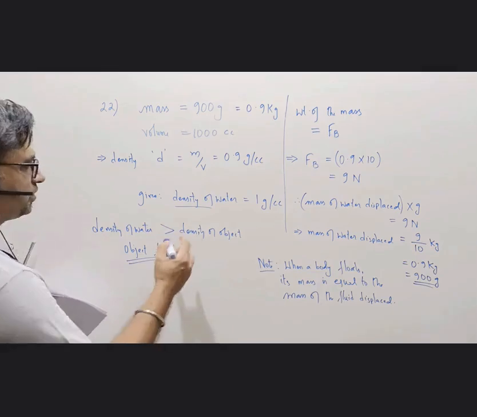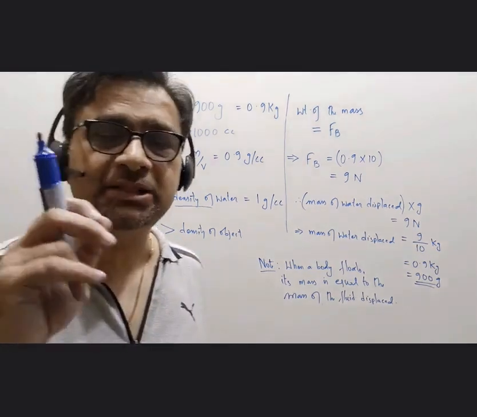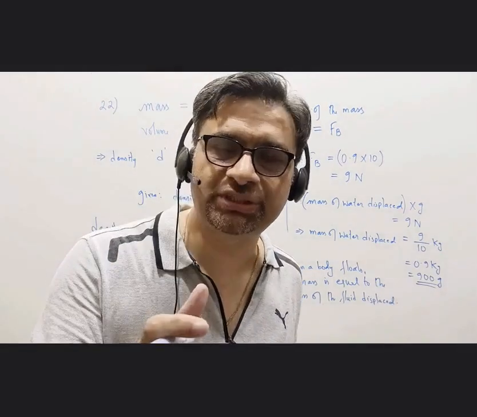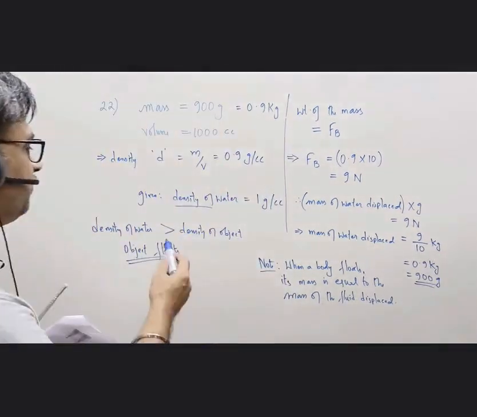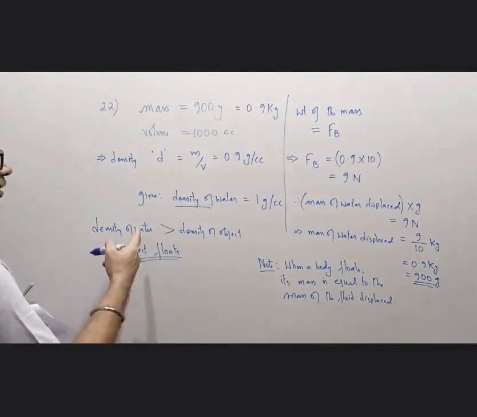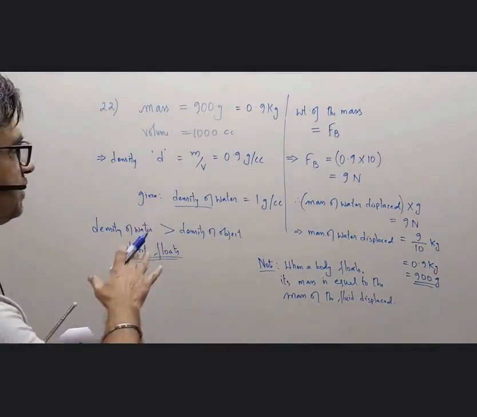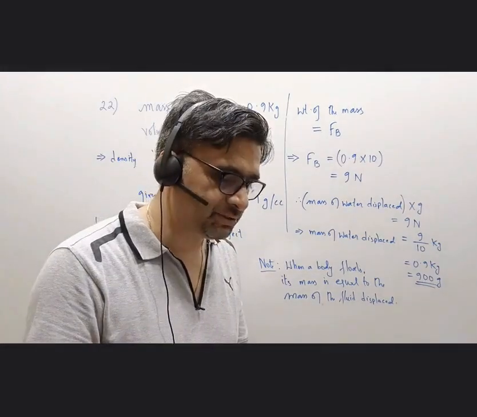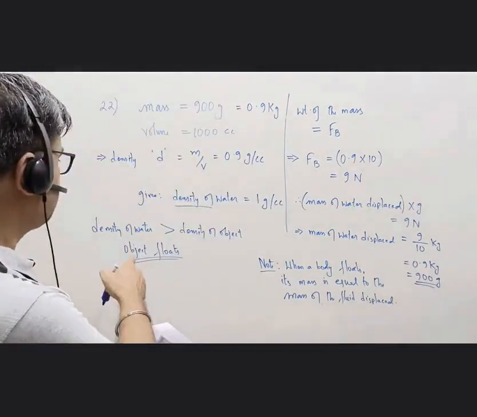The object floats. The density of the object must be greater than the density of the fluid to sink. In this case, the density of the object is less. The density of water is more, and therefore the object floats. So the first part of the question: will the substance sink or float? The answer is the object floats.